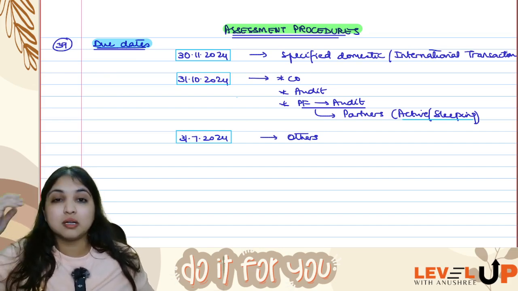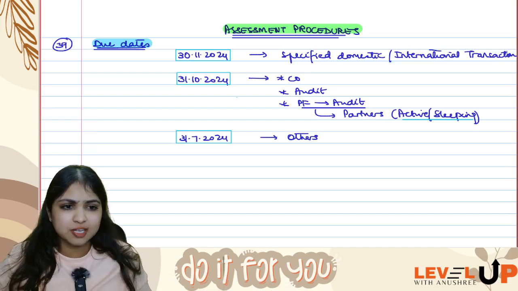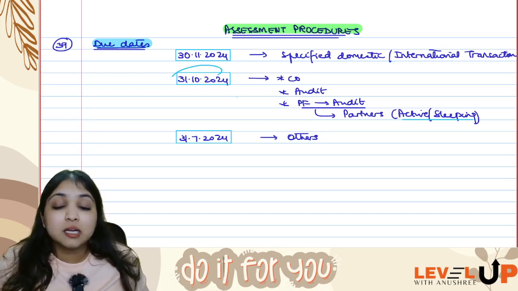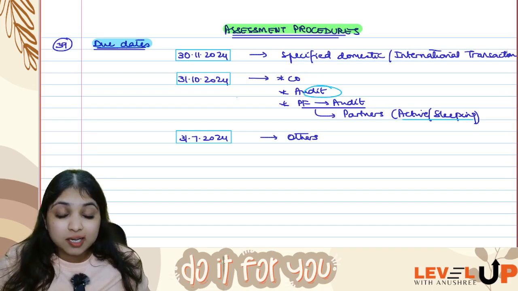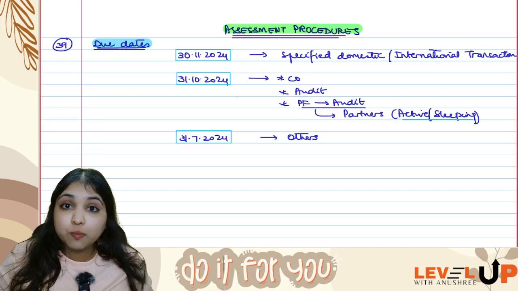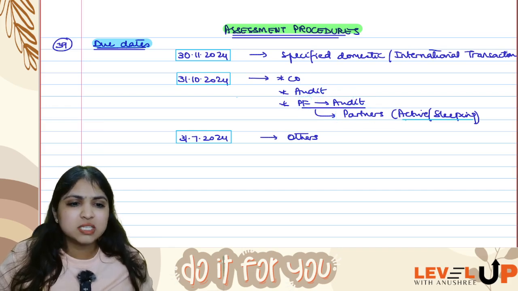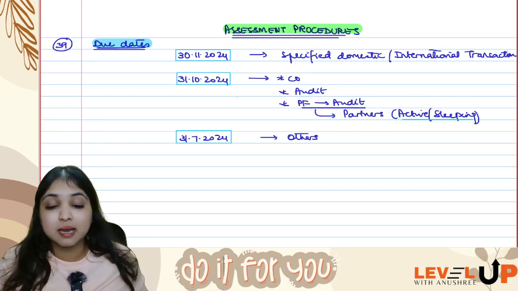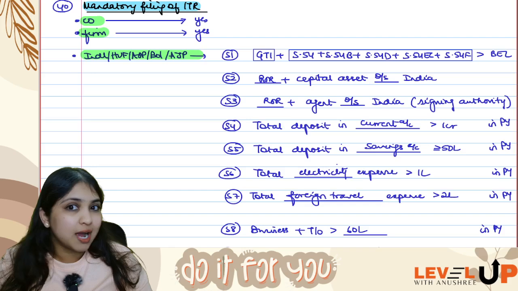30th November is for assessees who have specified domestic or international transactions, transfer pricing assessees. 31st October 24 is for companies, audit assessees, and if it's a partnership firm for whom audit is applicable, that firm's partners, whether active partners or sleeping partners, doesn't matter. And 31st July 24 will be for all other assessees.